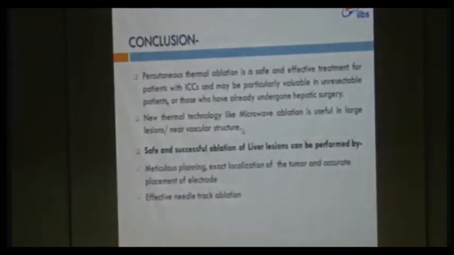I conclude my talk by saying that percutaneous thermal ablation is a safe and effective treatment for patients with intrahepatic cholangiocarcinoma where surgery is not possible or patients who have already undergone hepatic surgery. New thermal technology like microwave ablation is useful in large lesions or lesions which are very near vascular structures. For safe and successful ablation, meticulous planning, exact localization and accurate placement of the electrode is very helpful. Thank you.